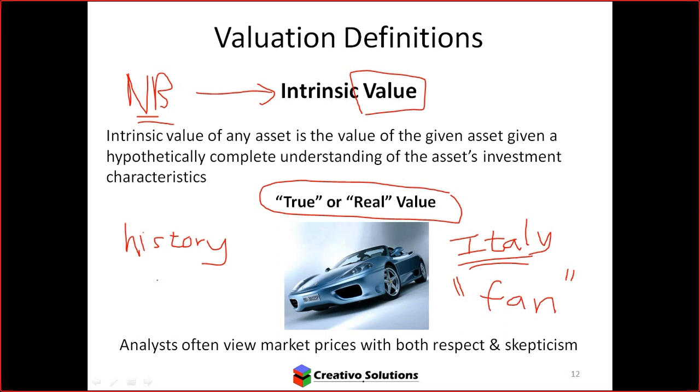True. Okay, so in terms of true and real value, do you agree we're looking at everything? We're looking at the company culture, we're looking at the history, we're looking maybe at the passion. Okay, people are very passionate about cars. Italians could be very passionate about their own brand of car. So Italians may only purchase Ferrari because of that culture, that heritage. Okay, it's everything.